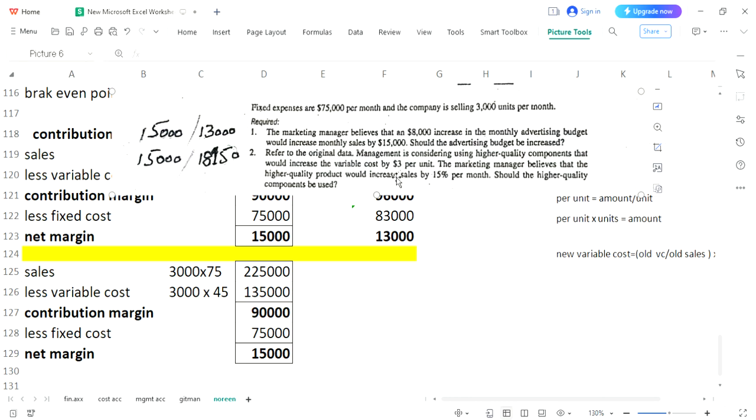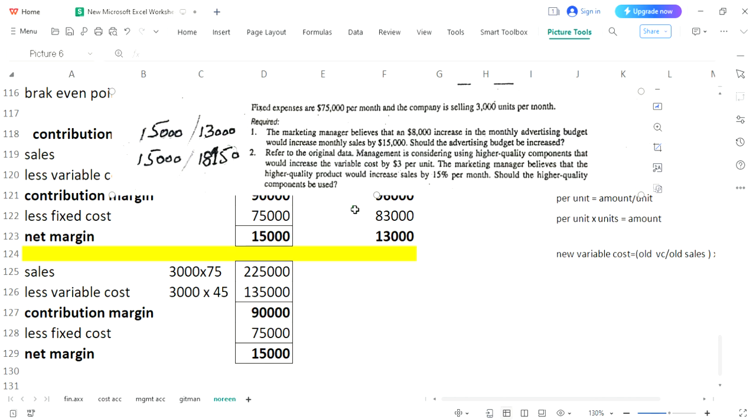In the same manner, here it has been said you will increase your quality, with which variable cost would be increased by 3. When your quality is in a better position, your customers will trust more and they will buy more. In this way your sale would be increased. Up till now it looks attractive. The marketing manager believes that a higher quality product will increase sales by 15% per month. That means your sale will be increased. Again, it's an attractive procedure. By adding just 3 per unit to variable cost, you can increase your sale by 15%. Should high quality components be used?